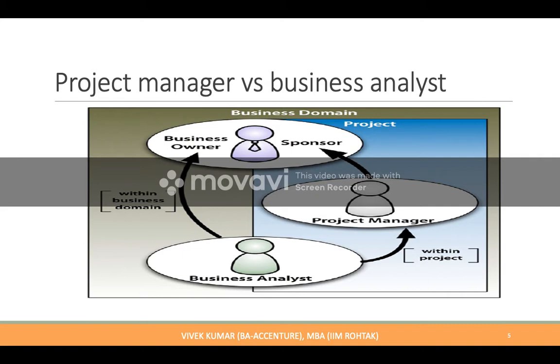Once the proposed solution has been received, the business analyst also has the responsibility to get that solution implemented by documenting the solution in a form which can be understood by the dev team. So there is a clear distinction between a business analyst and a project manager.